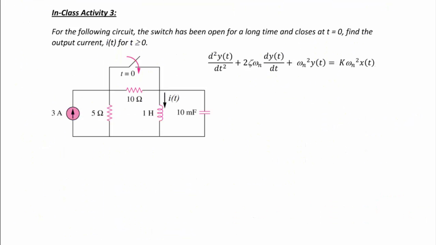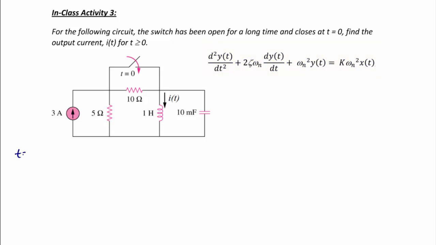Let's do the final example for today's lecture. For the following circuit, the switch has been open for a long time and closes at t equals 0. Find the output current I of t for t greater than or equal to 0. Remember that the standard governing differential equation is the second derivative of y plus 2 zeta omega sub n dy dt plus omega sub n squared y of t equals k omega n squared x of t.